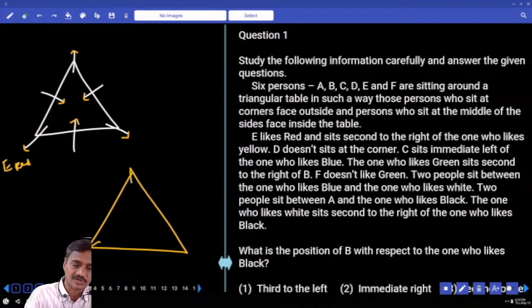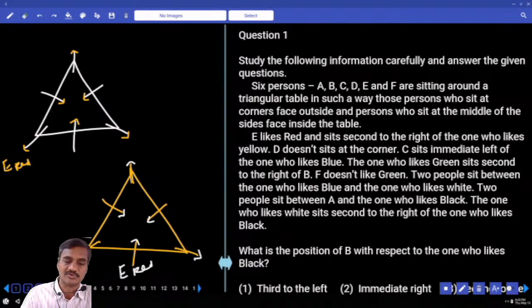Now in this case, according to this one, these are the 6 persons we have, out of which the persons who are at the corners are facing away from the center and the ones at the center are facing towards the center. Then E likes red, E is here, and this E likes red and sits second to the right of the one who likes yellow. Now this person is seated second to the right of the one who likes yellow, and the one who likes yellow must be here, isn't it? Now here, E likes red, second to the right of the one who likes yellow, the one who likes yellow must be here.